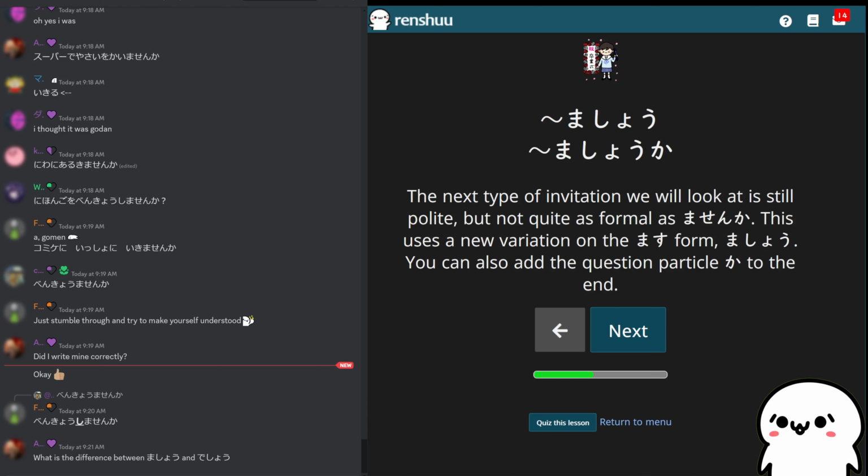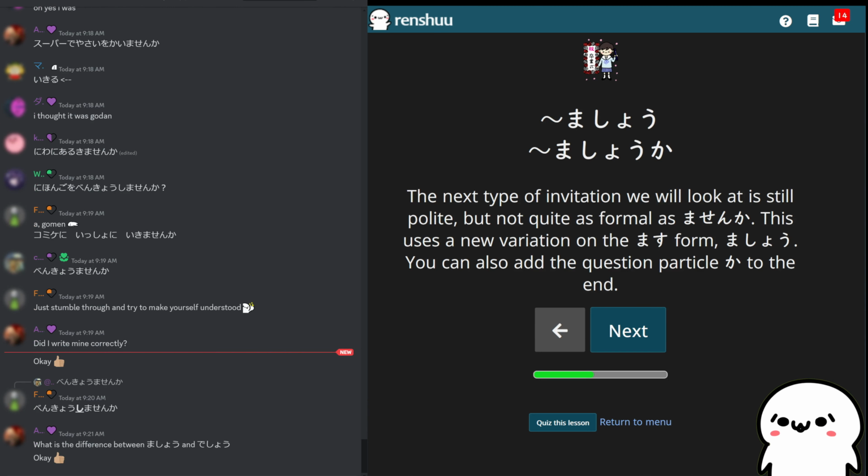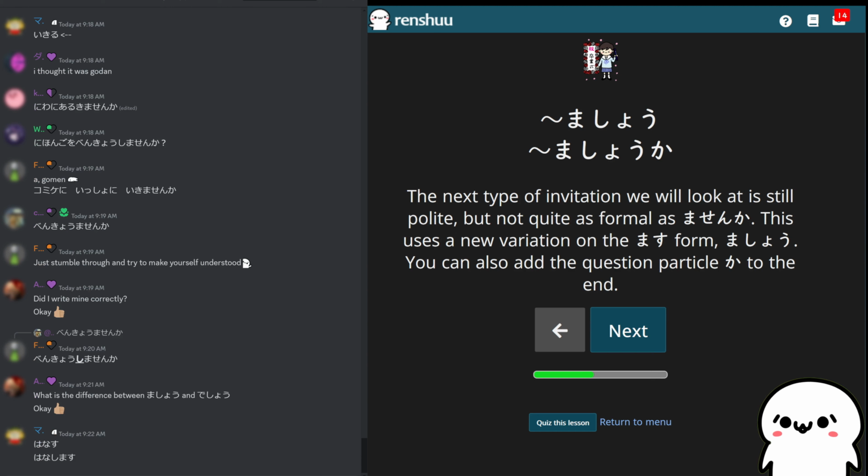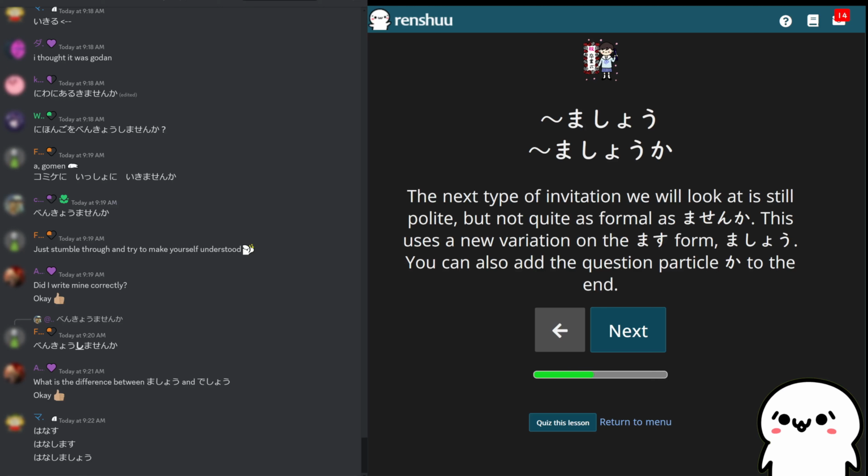So let's take a look at these two. Real fast, as some examples, before we had hanasu, to speak. So this one, let's think about the masu form. It's hanashimasu. So, hanashimashou. You can see that the masu is changing to mashou.